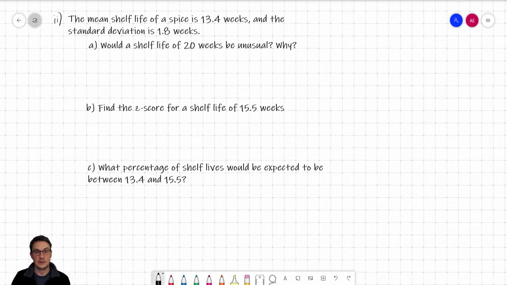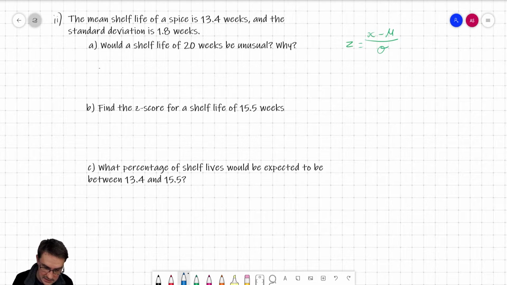Here we have the mean shelf life of a slice is 13.4 weeks and the standard deviation is 1.8 weeks. Now, in part A of this, we're asked, would a shelf life of 20 weeks be unusual, and what's the reason why? So the best way to go about this is to calculate the z-score. Z-scores are found by taking score minus the mean over the standard deviation. So in this case, the z-score is going to be equal to 20 minus 13.4 over 1.8, and that's going to give a result of 3.67.